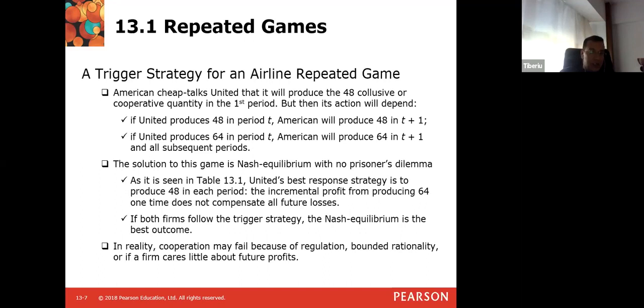The solution to this game is a Nash equilibrium with no prisoner's dilemma. United's best response strategy is to produce 48 in each period. The incremental profit from producing 64 one time does not compensate for all future losses. If both firms follow the trigger strategy, the Nash equilibrium is the best outcome. In reality, cooperation may fail because of regulation, bounded rationality, or if a firm cares little about future profits.